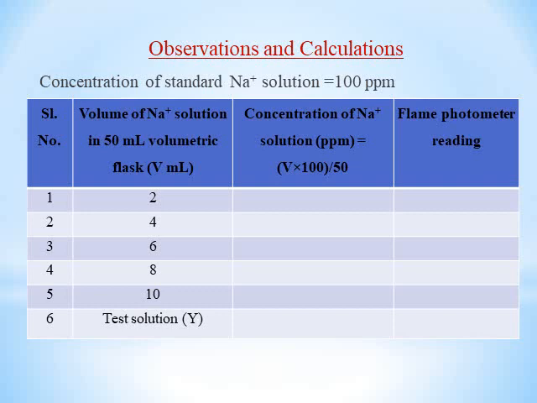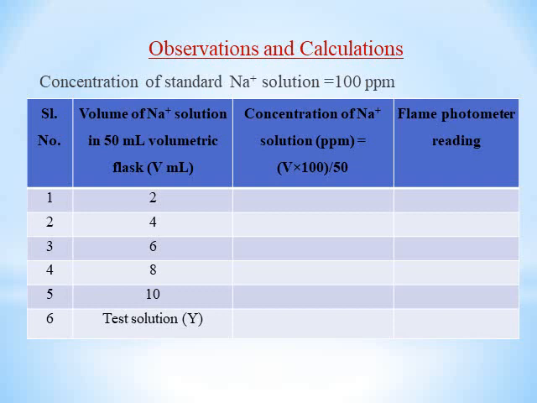Now the test solution, whose concentration needs to be determined, is also aspirated into the flame. In the third column, what is the concentration of Na+ solution in ppm, and how do you calculate it? It is V into 100 divided by 50, that is, 2 into 100 divided by 50. If you do that, you will get so much ppm of the solution. Once you calculate the concentration, you have to record the flame photometer reading against the concentration of Na+ solution for the 5 different concentrations, and plot them to get the calibration curve.